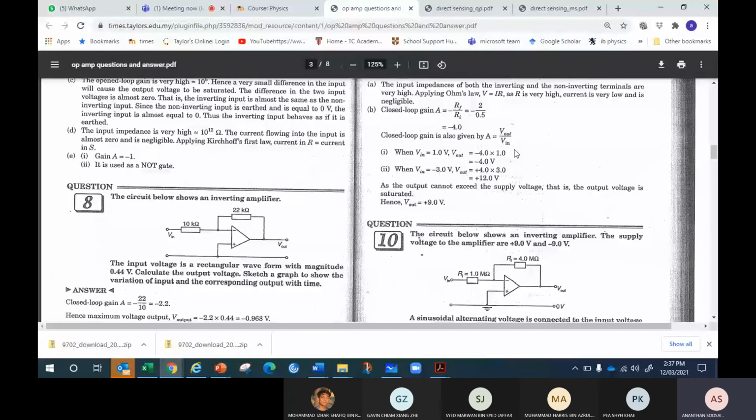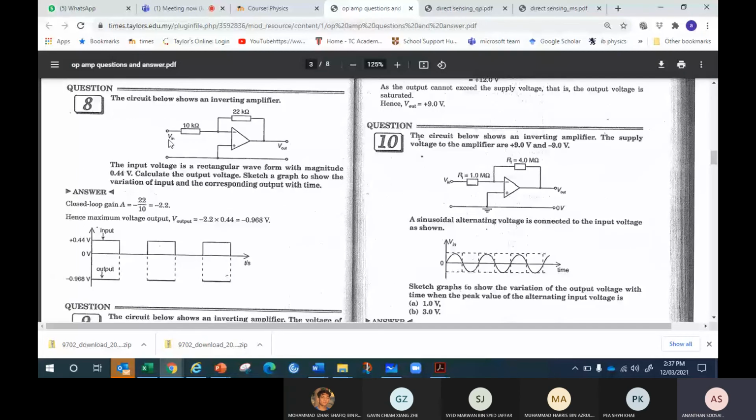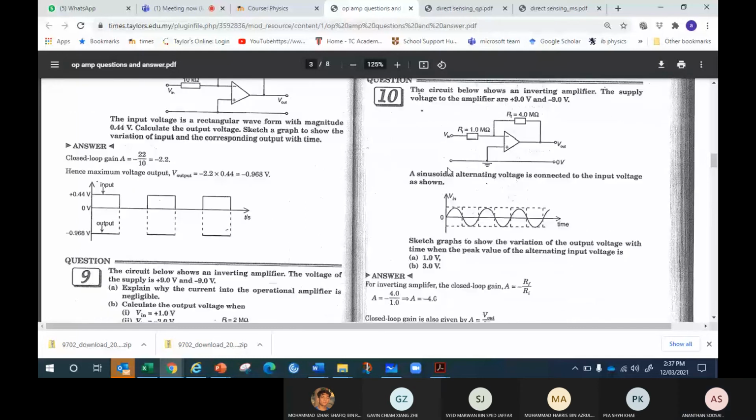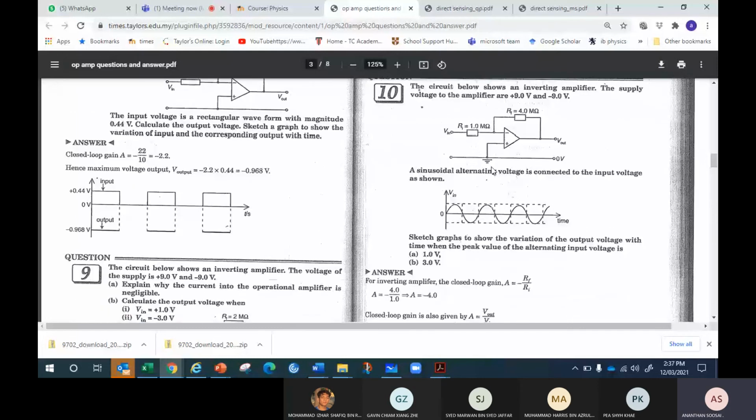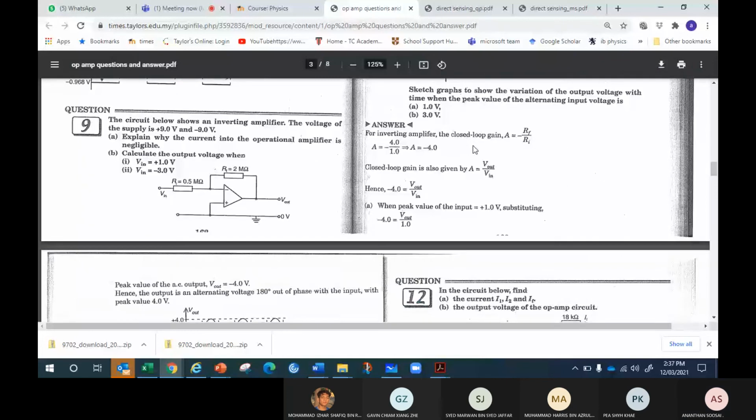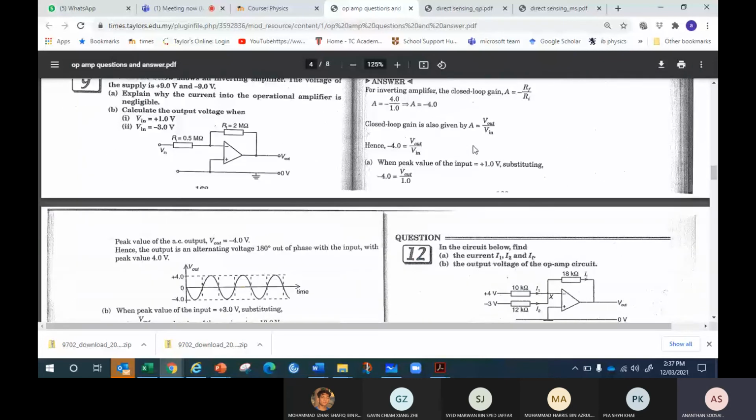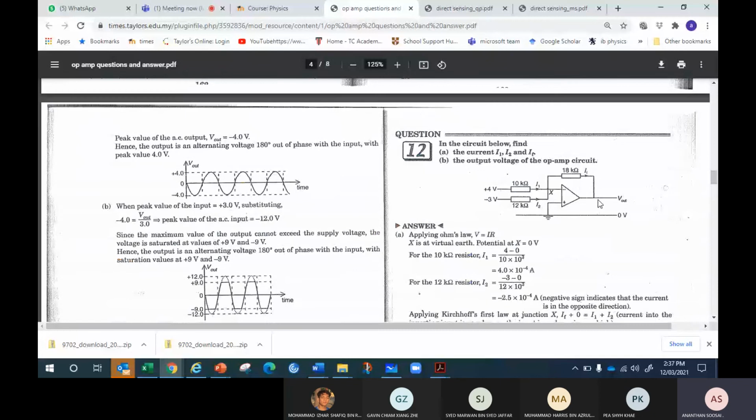So this number 8 is also inverting. The input is at negative, and there is a feedback. Number 10 is also inverting. Input at negative, there is a feedback. Number 12, as I said, is a mixer. It's a type of inverting amplifier, but with more than one input. The gain formula is different. They should introduce us.